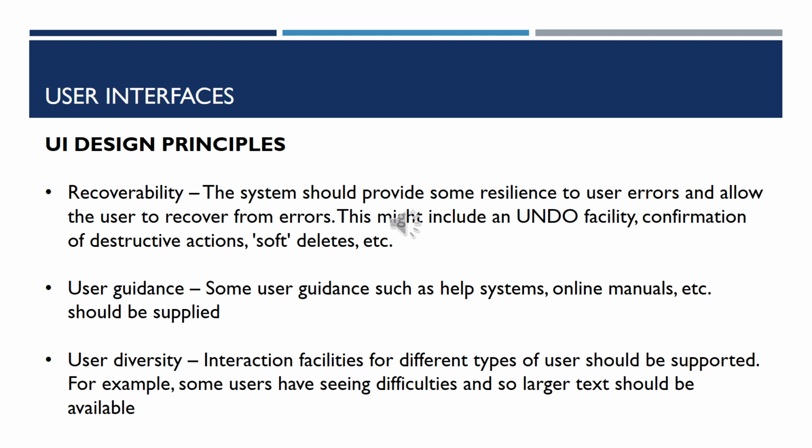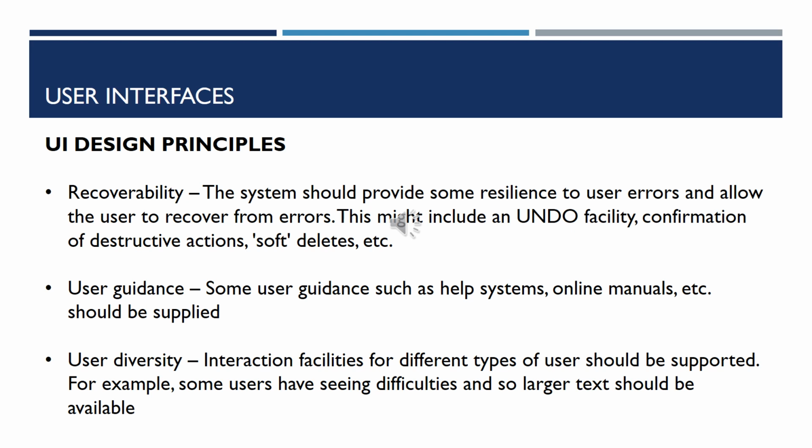Okay, next is user guidance. Some user guidance, such as a help system, online manuals, etc., should be supplied. So your user design should give some hints on how to use your system, especially if you have some commands that are not visible, or keyboard shortcuts. You should show your users that those commands are in the system.